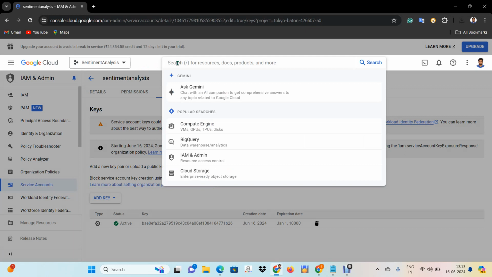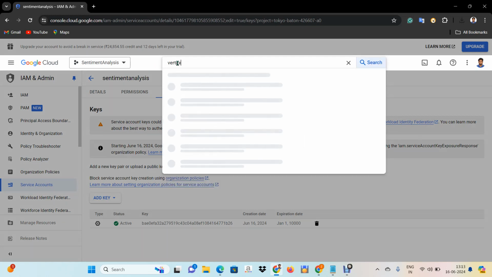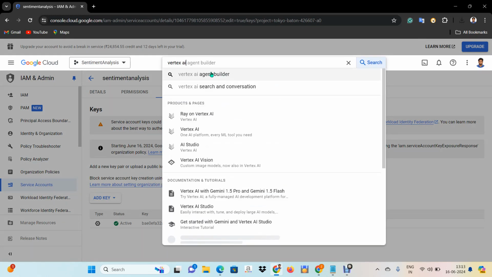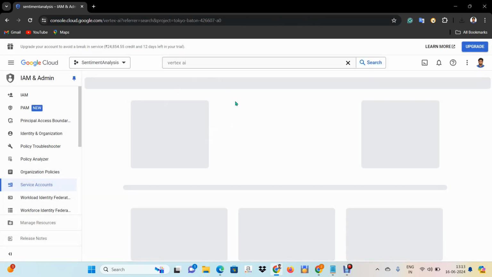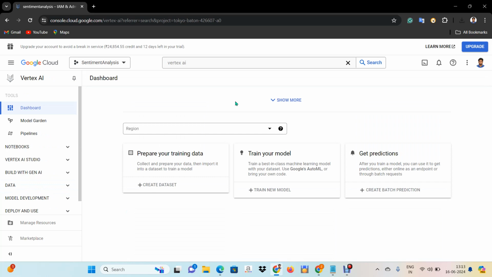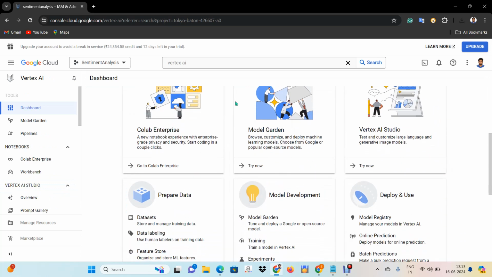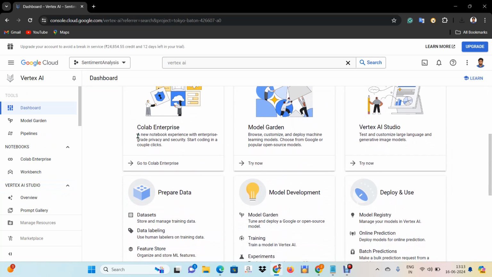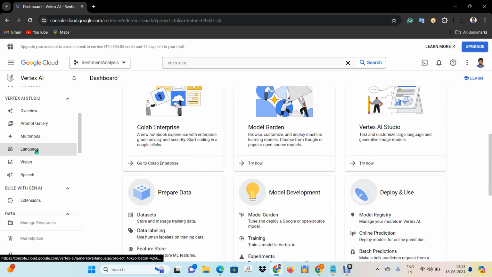I'm in my Google console. I'm talking about something called Vertex AI. I'll go to that Vertex AI. Just type Vertex AI and you will be redirected to that particular page. And over here, I was saying we are going to create a prompt. So why do we need a prompt?